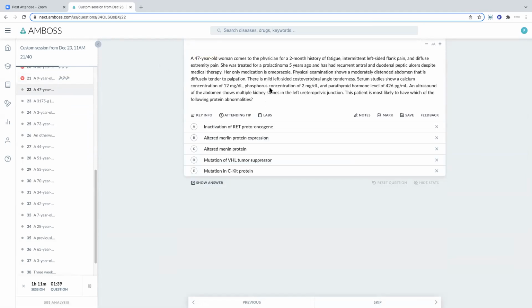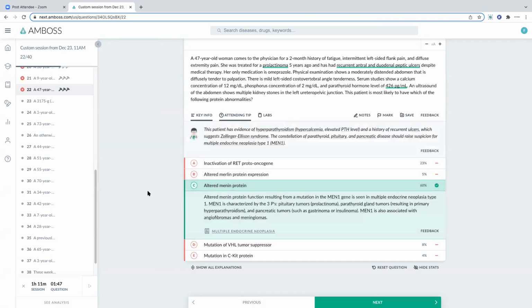Very good. Which one did you guys choose over here? This patient has pituitary adenoma, yes, and hyperparathyroidism. Is this MEN1 or MEN2? This is MEN1. In MEN1, there's a mutation in MEN1 tumor suppressor gene. Do you guys remember the name of that protein that's produced is menin? Yes or no? Menin, yes. Okay, good. So C is the correct answer.